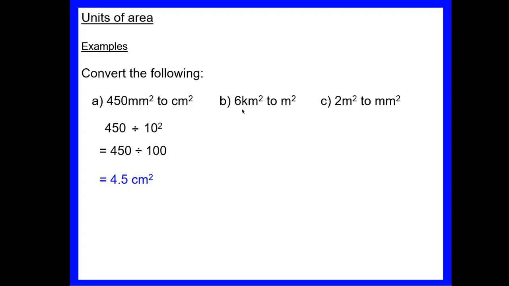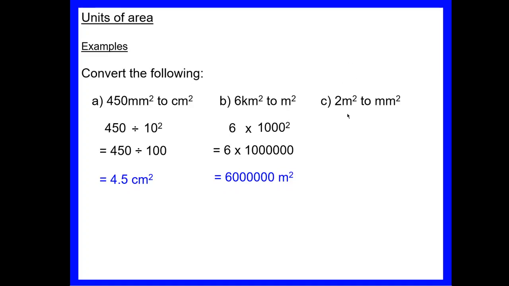Our next one then, we've got 6 kilometres squared, and we want to go to metres squared. So let's start with our 6. Now we're going from a big unit to a smaller unit, so this time we need to multiply. So we're going to times kilometres to metres. There are 1,000 metres per kilometre, so we're going to use 1,000, and again we're doing area, so it's 1,000 squared. Now 1,000 squared is 1 million, so 6 times 1 million means we get 6 million metres squared.